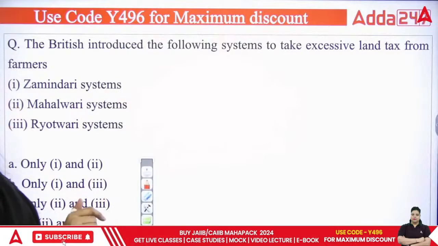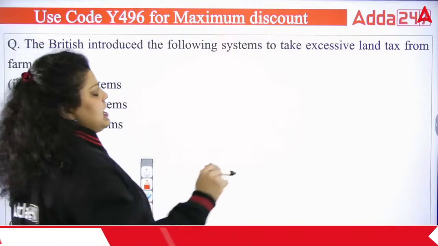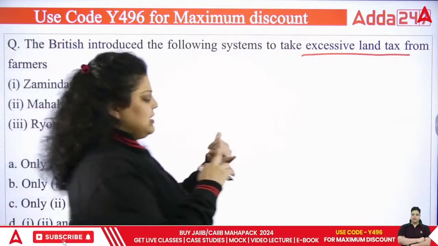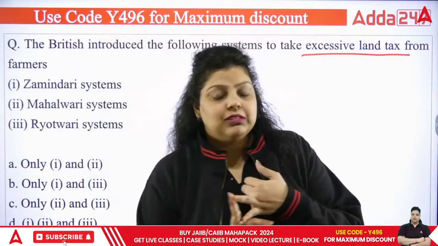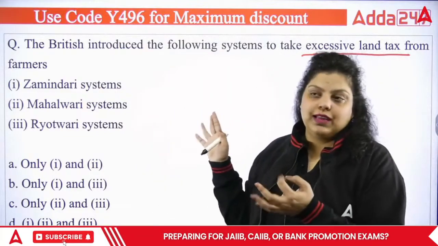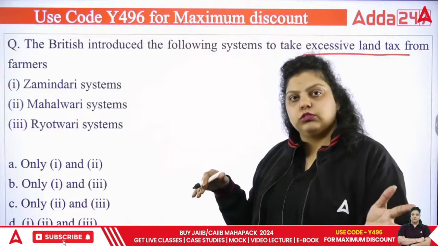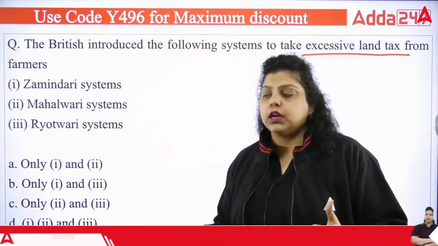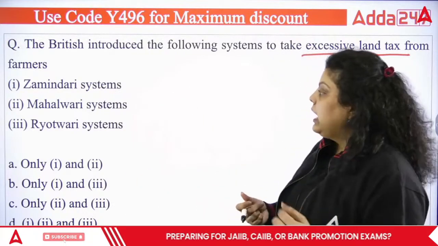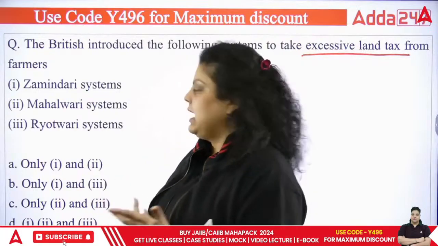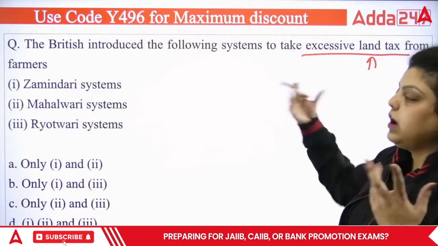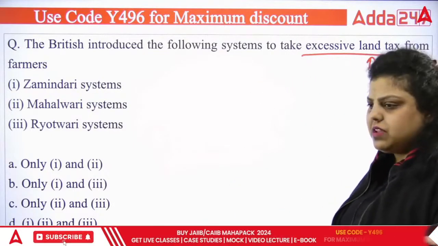Now the next question: the British introduced the following system to take excessive land tax from the farmers. The Britishers were exploiting the laborers, the physical resources, the raw material, and they were exploiting the financial resources also. They wanted to earn more and more money from the country, and they also wanted to take capital and resources from our country, everything. And they wanted cheap labor from us. So in this situation, they wanted to take land taxes from the farmers for the excess revenue.